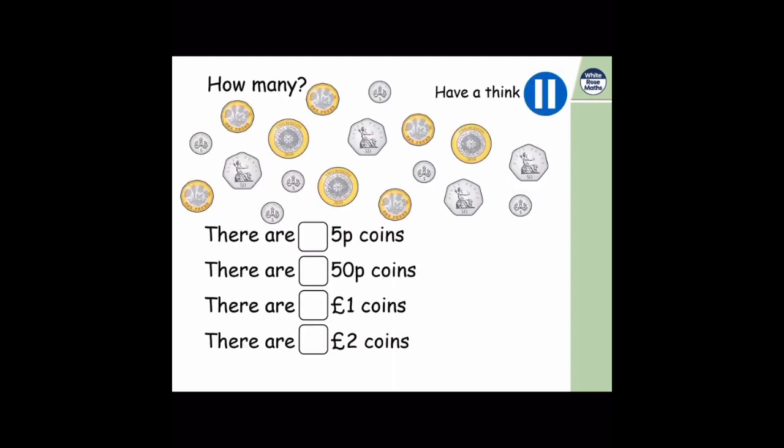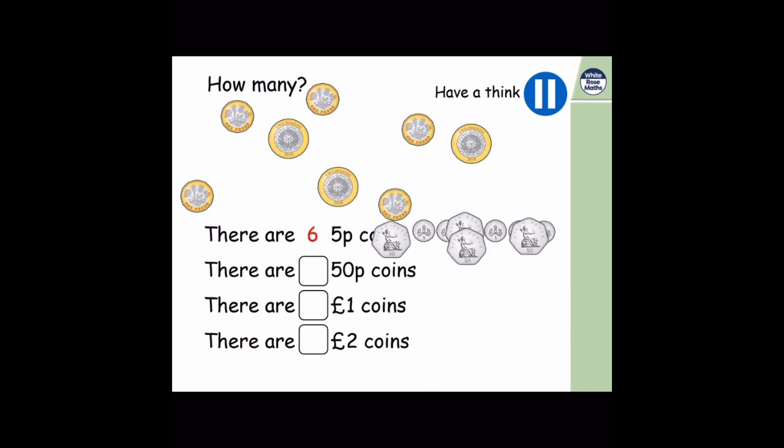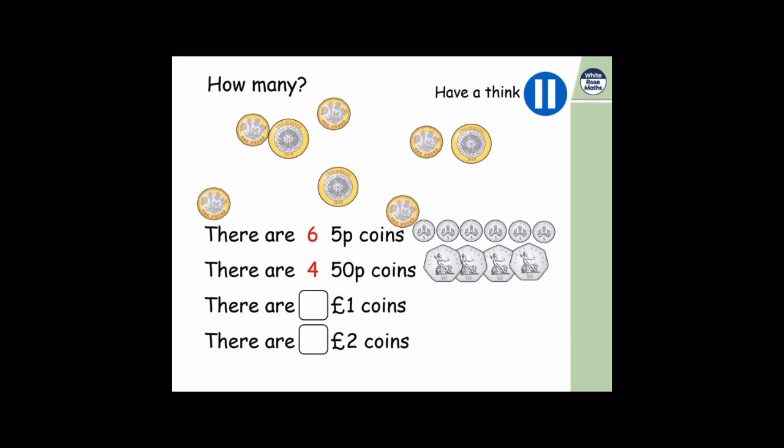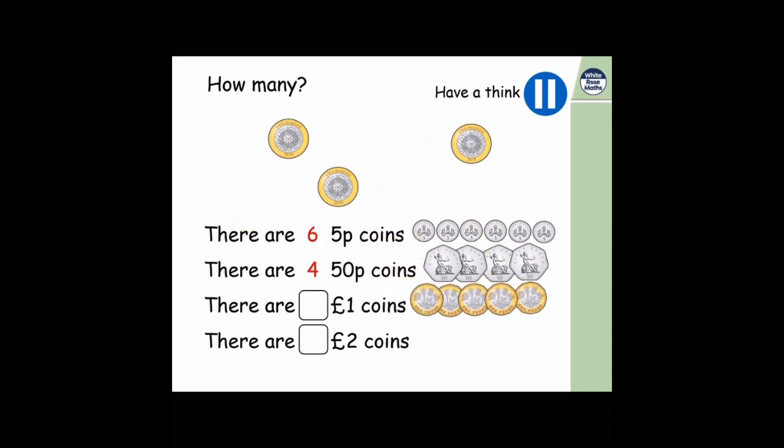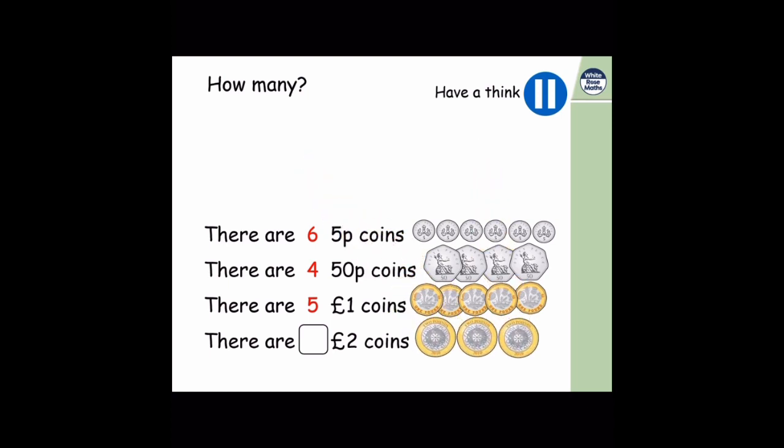Have a look at this screen. How many 5 pence coins can you see? Pause the video and complete the sentences. So, as you can see, there were 6 5p coins, there were 4 50p coins, there were 5 £1 coins, and there are 3 £2 coins.